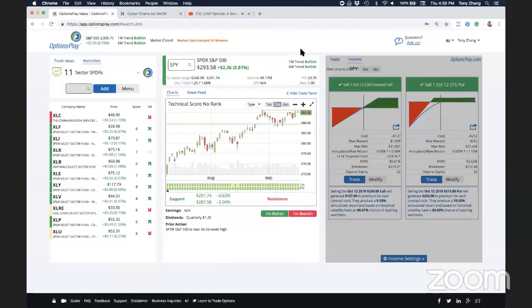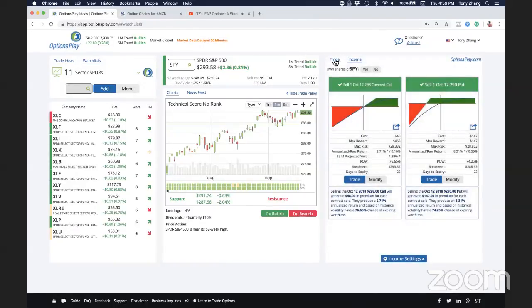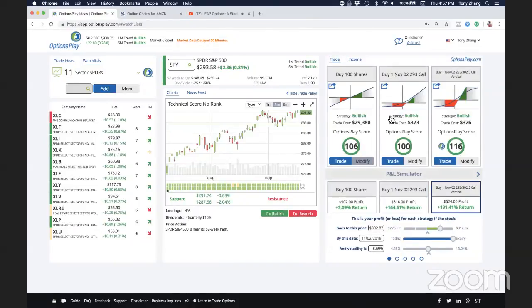But today what I'm going to do is show you, using SPY as a proxy, how to hedge a portfolio. So first off, let's modify. Let's say SPY just hit brand new highs and you're concerned about a correction.